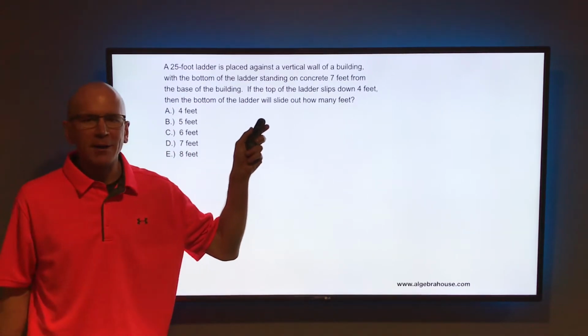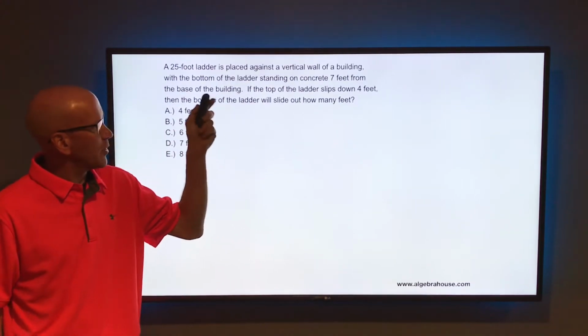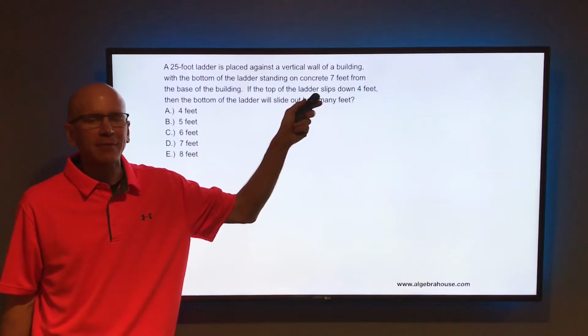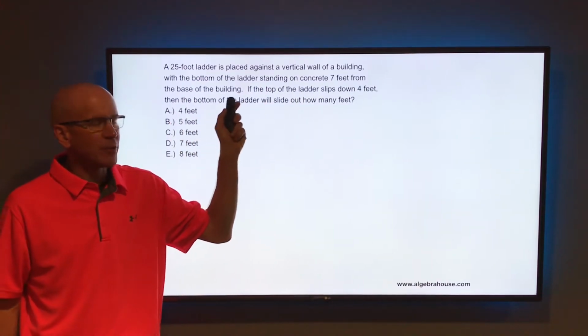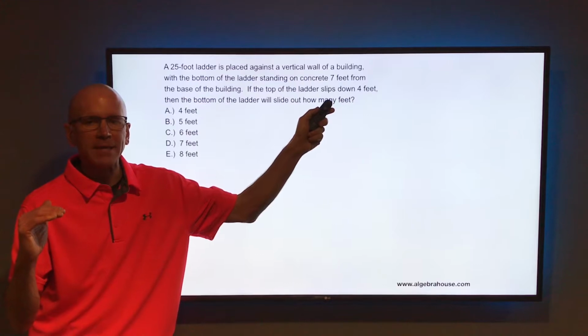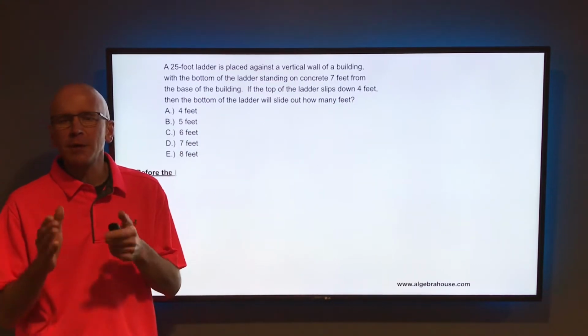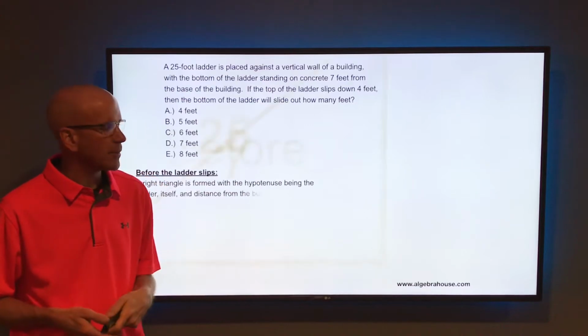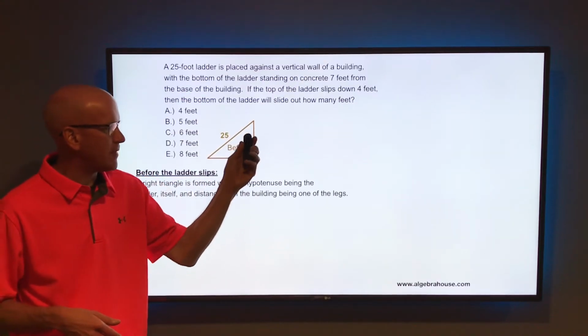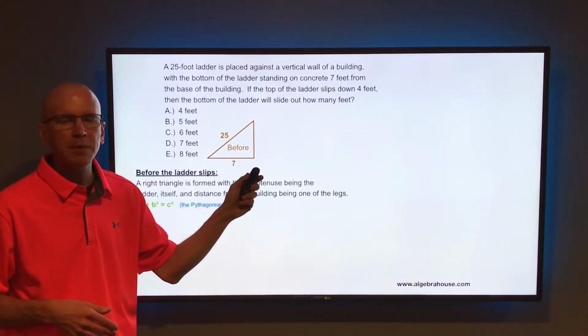A 25-foot ladder is placed against the vertical wall of a building with the bottom of the ladder standing on concrete 7 feet from the base of the building. If the top of the ladder slips down 4 feet, then the bottom of the ladder will slide out how many feet? Before the slip was made, a right triangle is formed with the length of the ladder being 25 feet and the distance away from the building being 7 feet.